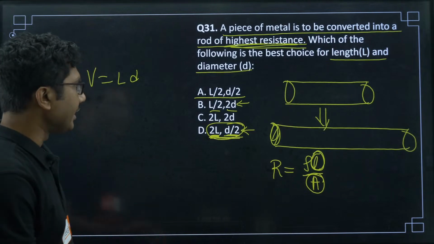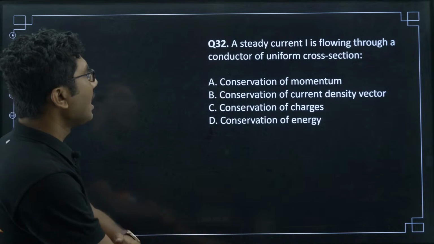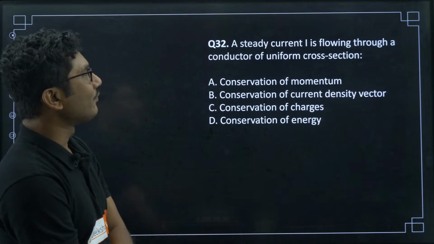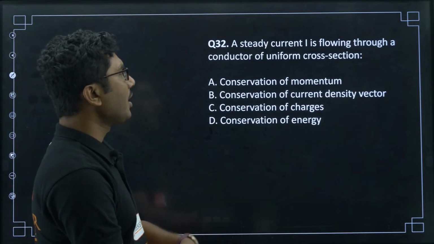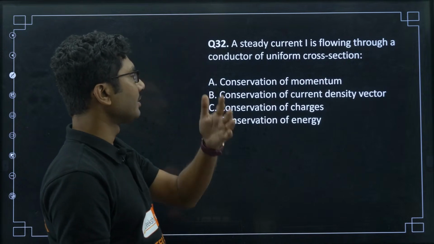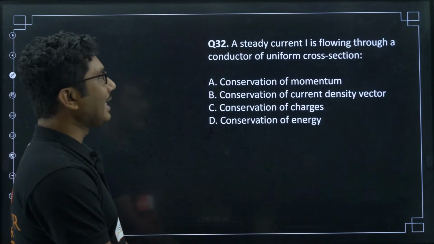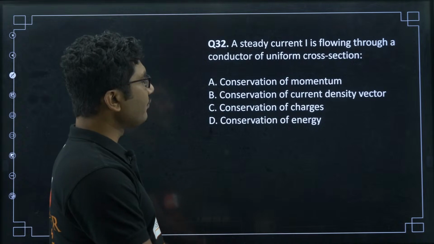Next question, 31D. A steady current I is flowing through a conductor of uniform cross section.